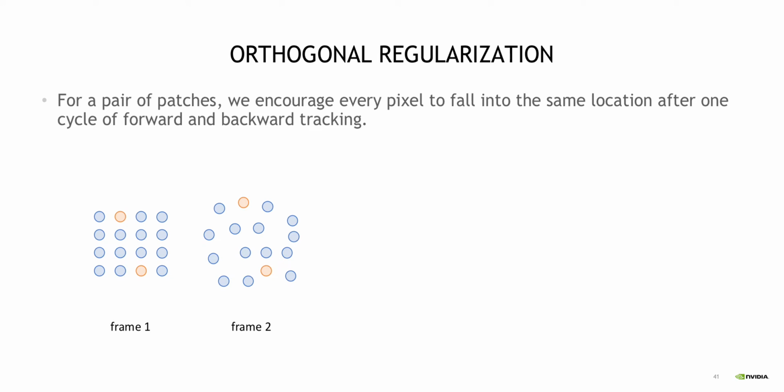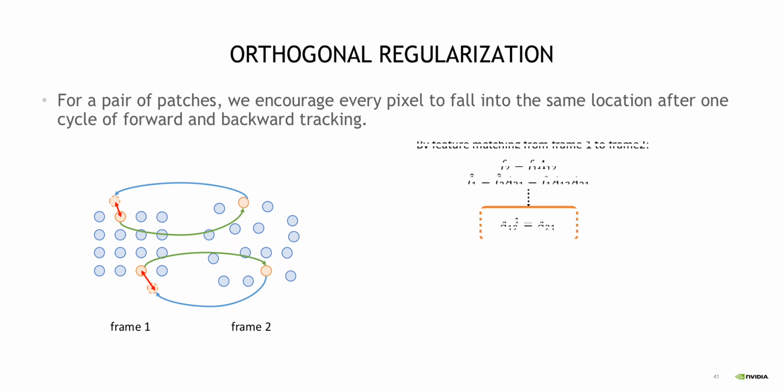We also propose the orthogonal regularization to encourage the cycle consistency. Considering the orange pixel in frame 1, we can map it to frame 2 and then map it back to frame 1. So here we constrain these pixels to always fall into the same location when mapped back to frame 1. And mathematically, we still make use of the affinity matrix by matching features from frame 1 to frame 2 and back to frame 1. And here we have this formulation.